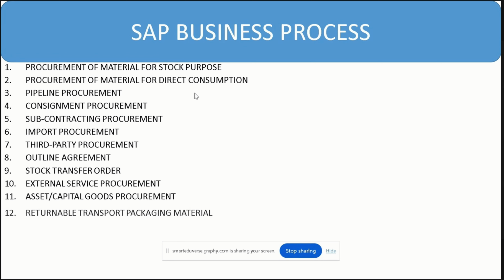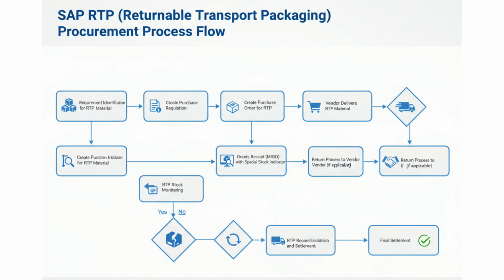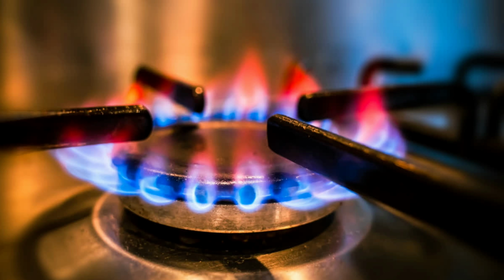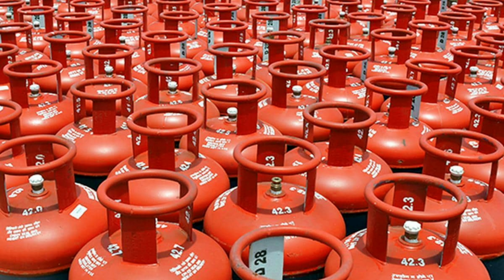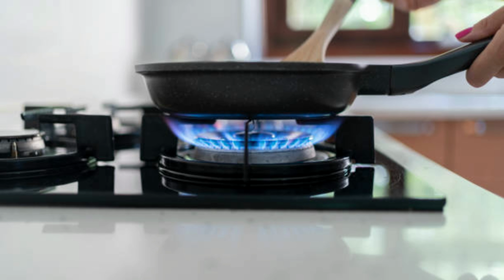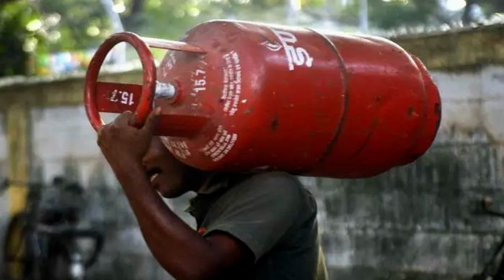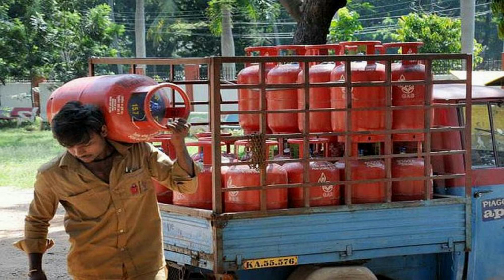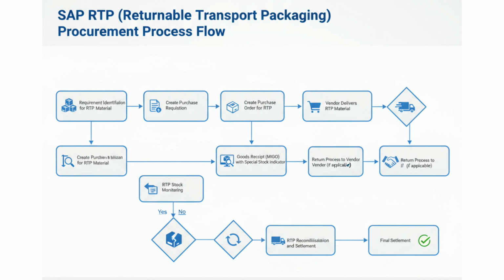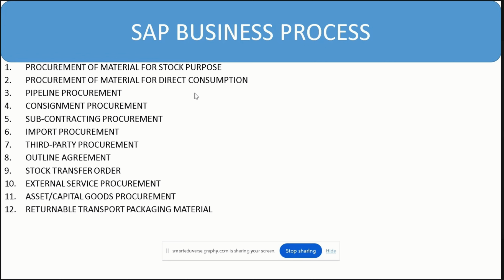Okay, so next one is returnable transport packaging. Let's say you are purchasing material which is coming in packaging material. Let's say you are purchasing gas from a gas vendor, so there will be a cylinder. When you complete using the gas, you have to return that gas cylinder to the supplier so that he can provide you a full gas cylinder. In the same way, in companies or industries there will be some materials, mostly gas materials, or let's say materials in a tanker or something, that you have to return back to the supplier. So that is basically returnable transport packaging.